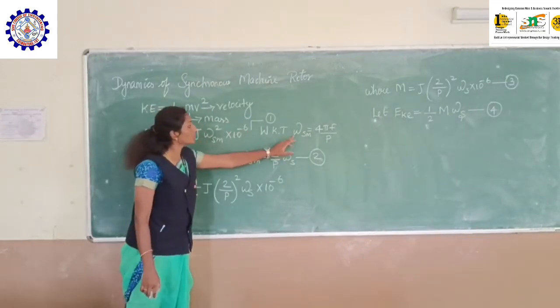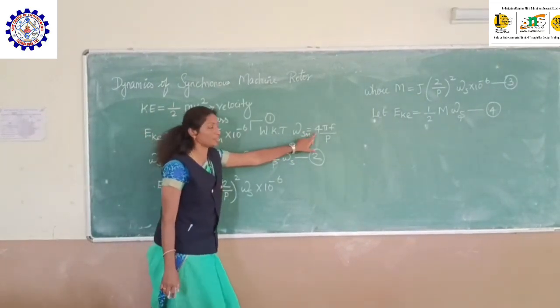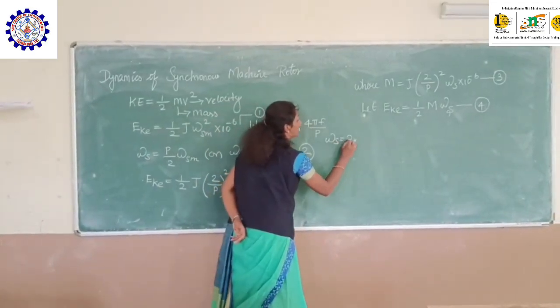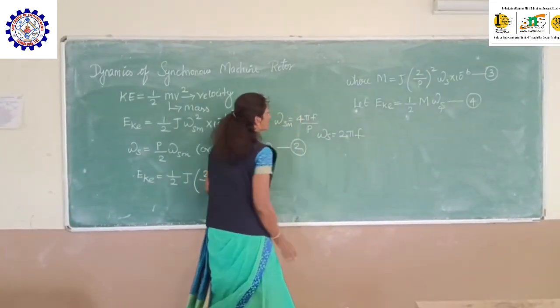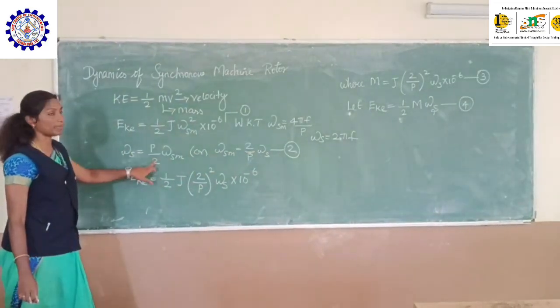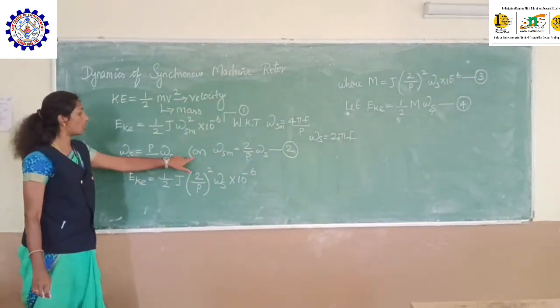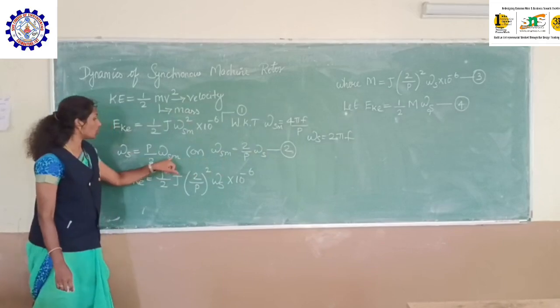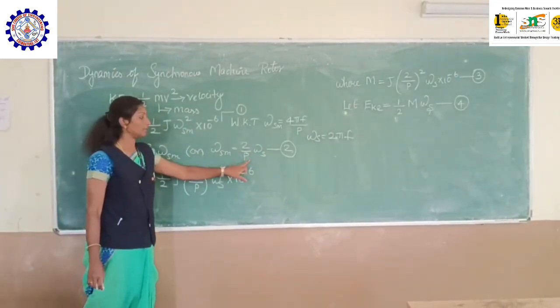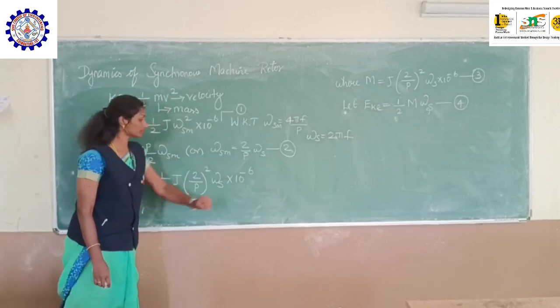So we know that omega Sm is equal to 4 pi f by p. From here omega S can be written as 2 pi f. So this equation becomes omega S is equal to p by 2 into omega Sm, or we can rewrite as omega Sm is equal to 2 omega S divided by p. And now this is equation number 2.